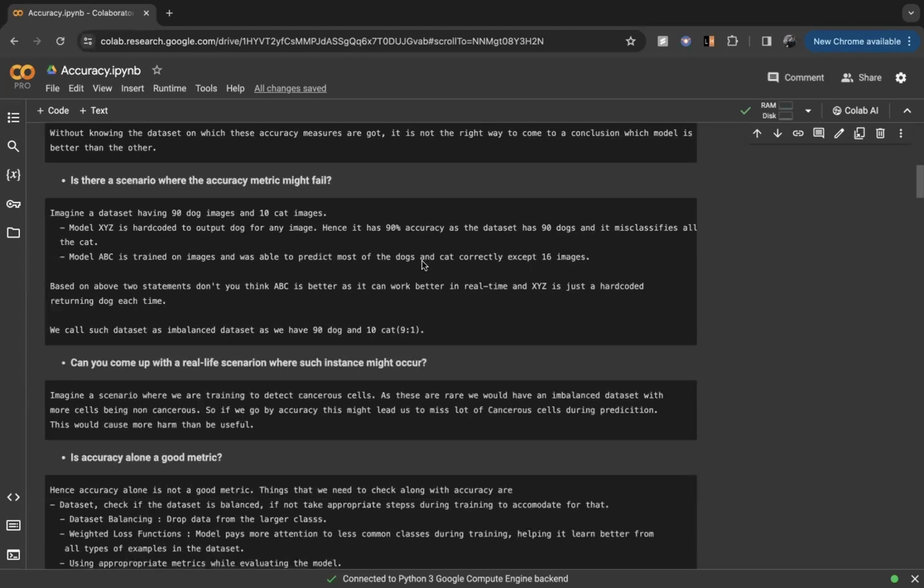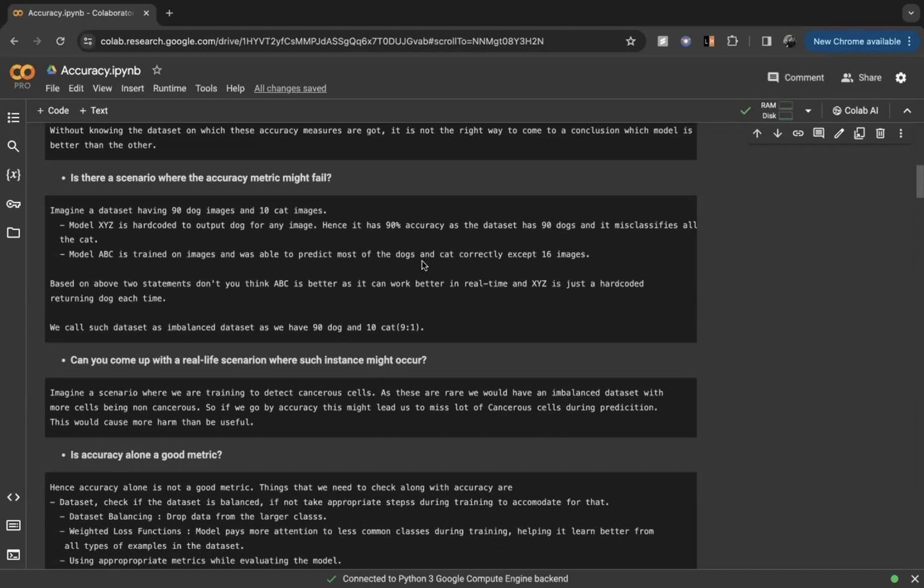Let's take a real life scenario where we might have an imbalanced data set. Imagine we want to classify cells as cancerous or non-cancerous. The data set that we have will largely contain images of non-cancerous cells. When we are training the model, if we don't accommodate for the imbalanced data set, we might cause more harm than having a useful implementation of an ML model.